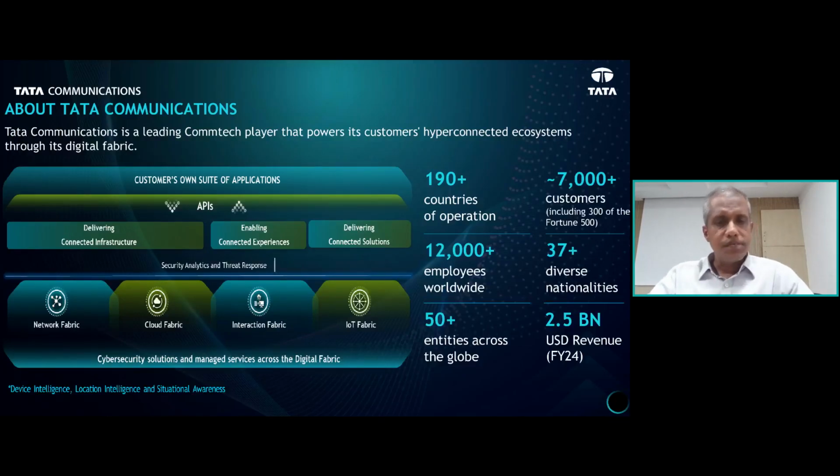Tata Communications is a ComTech player where we want to unleash the potential of our enterprises, where we place services in a complete digital fabric. We have multiple fabrics, the network fabric, the cloud fabric and the IoT fabric, which together encompass the entire digital fabric, and we address services to our customers through that. We have a global footprint across 190 countries, with revenue of around $2.5 billion as of March FY24.